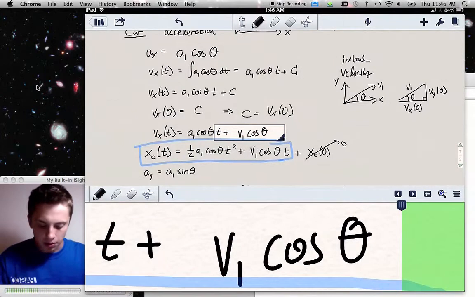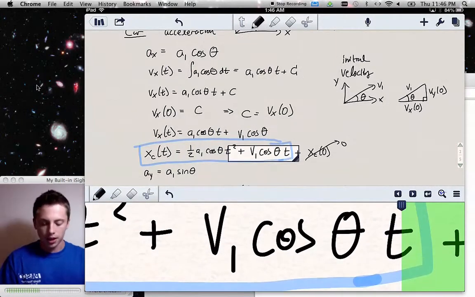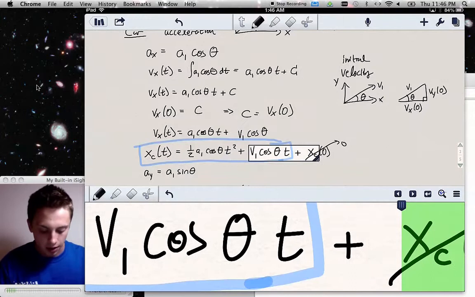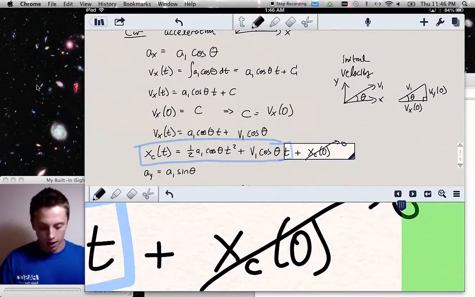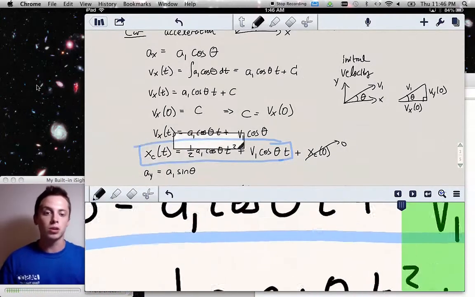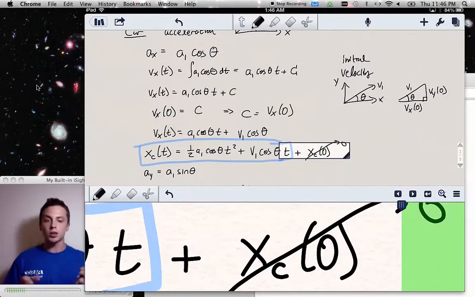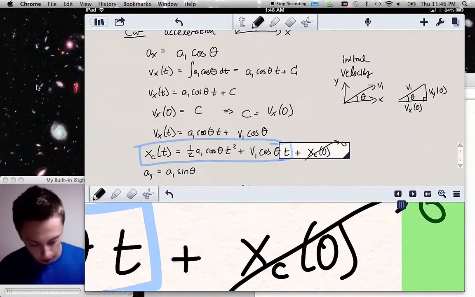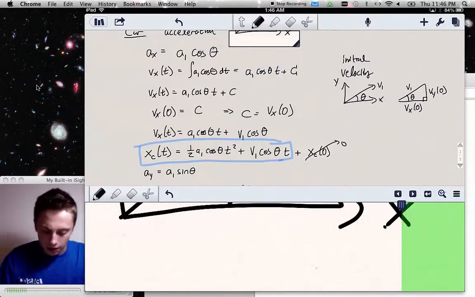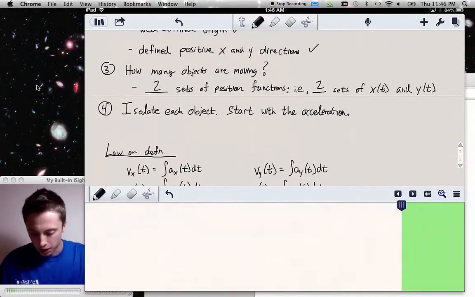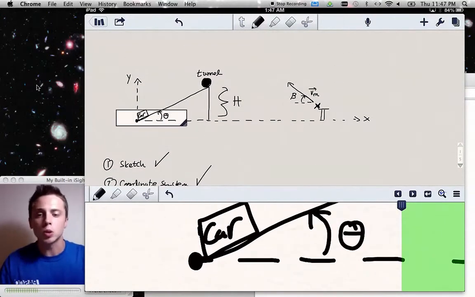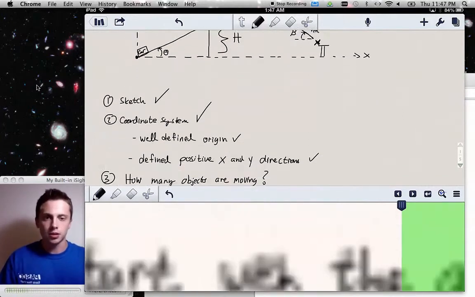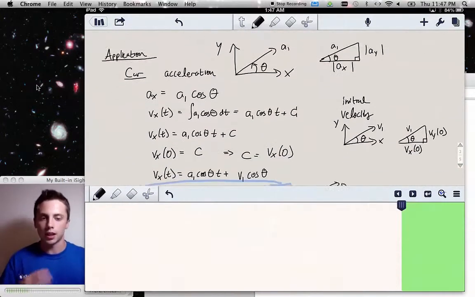So the next term is v1 cosine theta, which is a constant. So the integration of that is a constant times t. So v1 cosine theta t plus the initial x coordinate of the car. That's our constant of integration. If you don't believe me, put a c there and then evaluate this function at 0, and you will see that this constant is equal to this function evaluated at time t equals 0. And how do we get the x coordinate of the car at time t equal to 0? We just look at our picture. And in our picture, we have the car starting at the origin, so its initial position in the x direction at t equal to 0 is at x equal to 0.